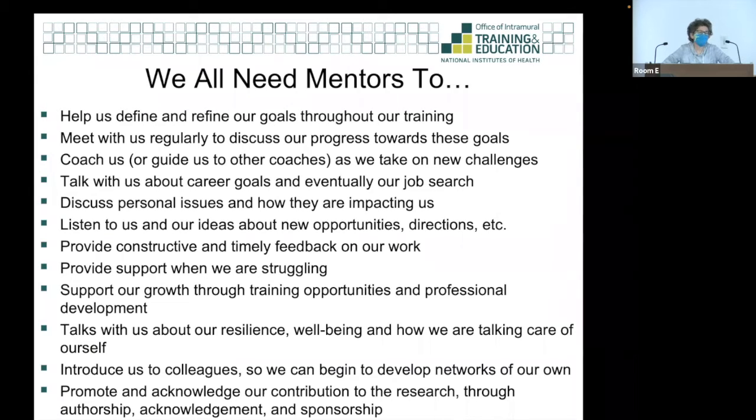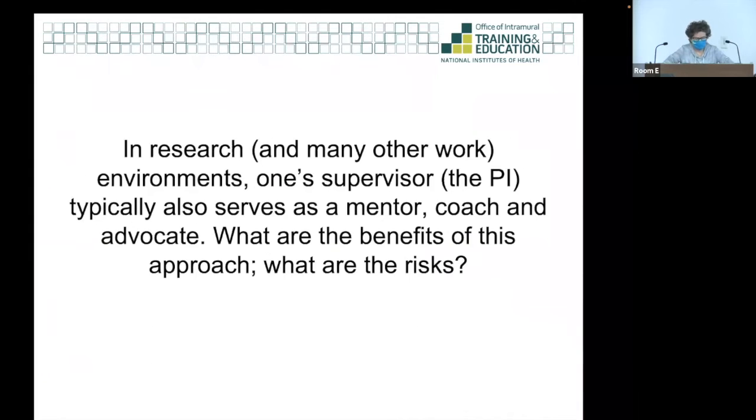We need mentors even when we think, oh, we've landed in a good place, right? Everything's great. We need mentors to help us to the next step. We need mentors when things aren't going well, people to support us and help us sort it out. And so the list of what we need mentors to help us with goes on even longer than this.